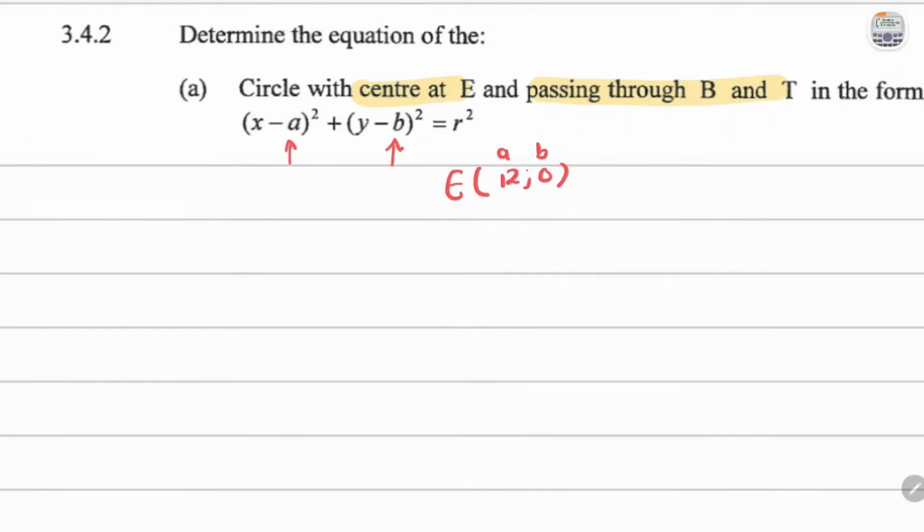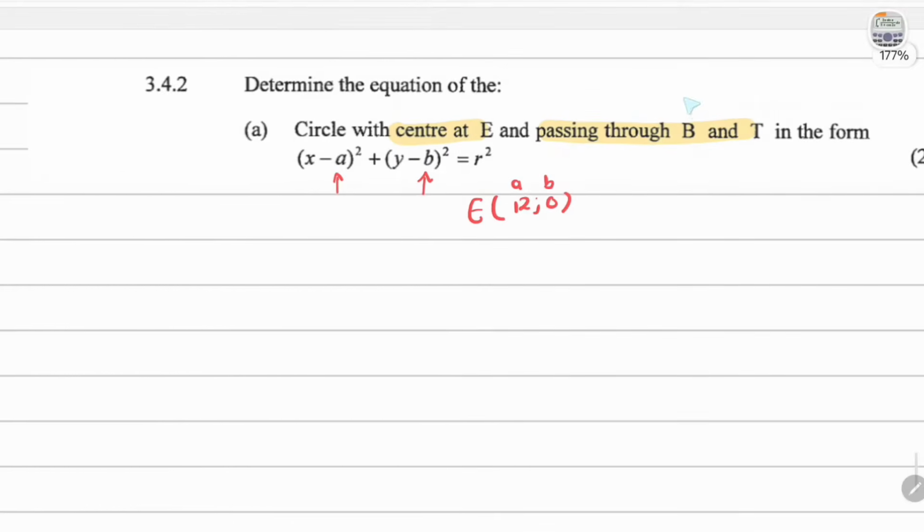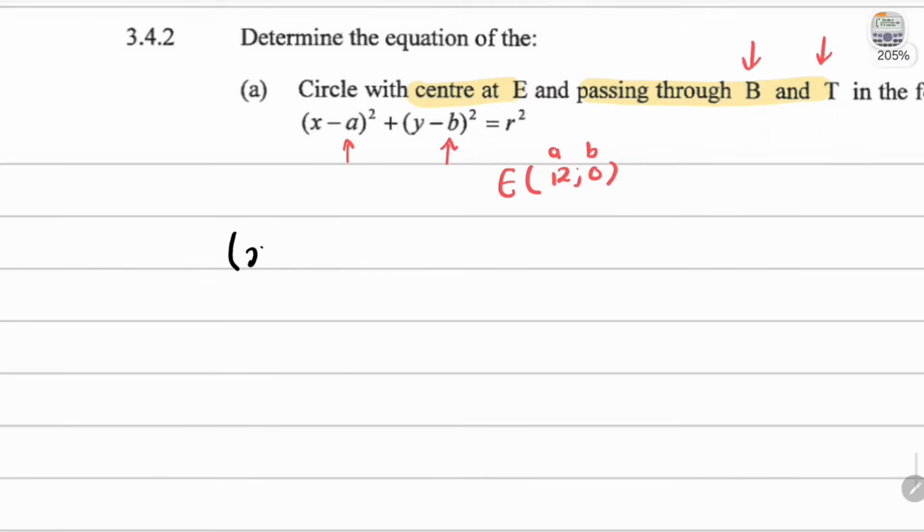And then in place of x and y, we're going to find a point on the circumference of the circle. Clearly, we have 2 points, B and T, so we can choose between them. So this is simply going to be x minus 12 all squared plus y minus 0. But if you say y minus 0, that's just y, and then it goes all squared. So this is just y squared. Okay, so we have y squared is equal to r squared. Now the only thing missing at this point is r squared.